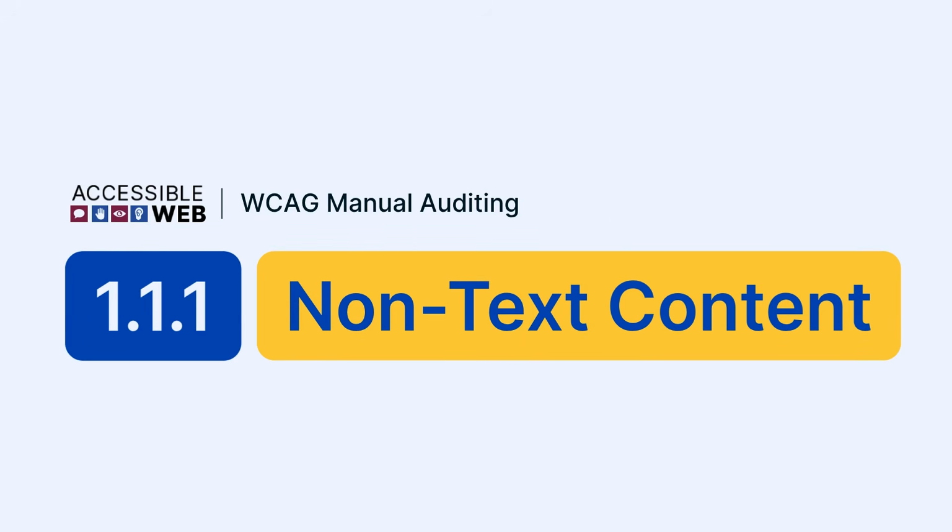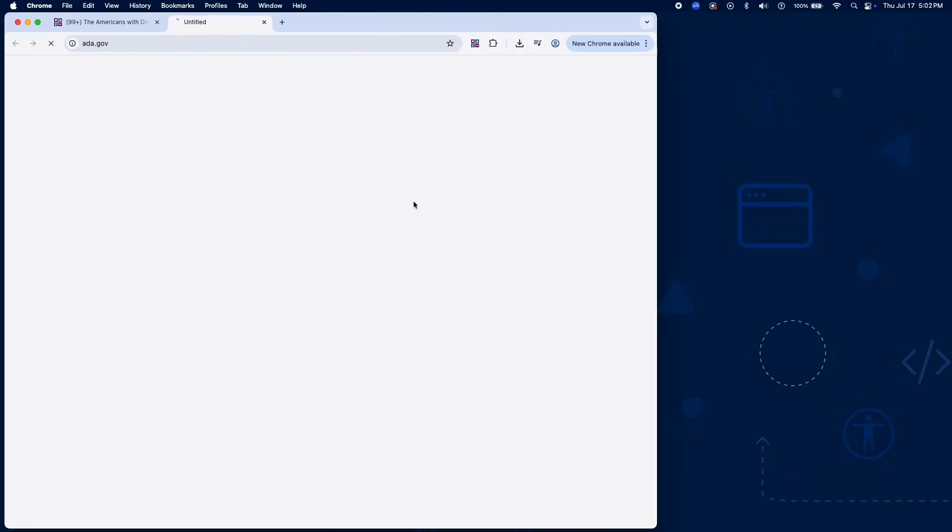Accessible Web, WCAG Manual Auditing. Success Criterion 1.1.1 Non-Text Content. In this video, we'll cover how to run the automated checks and manually review different types of non-text content. Let's jump in. First, let's look at the automated checks.